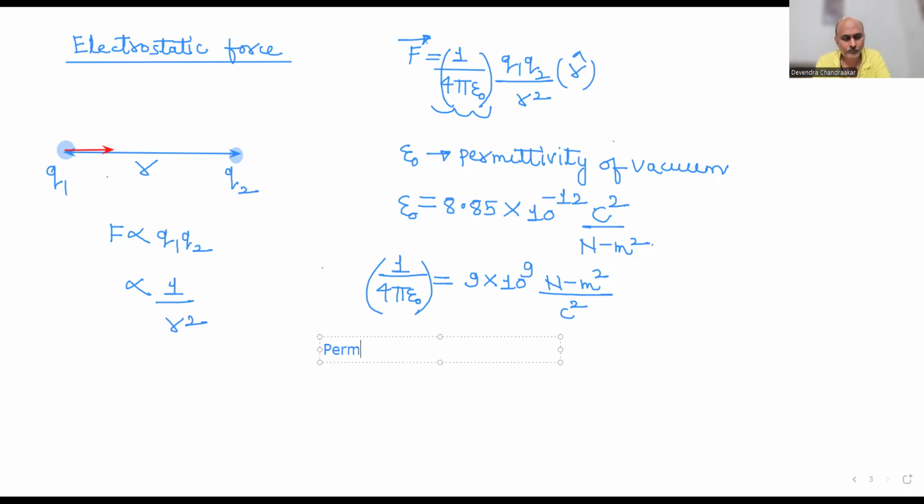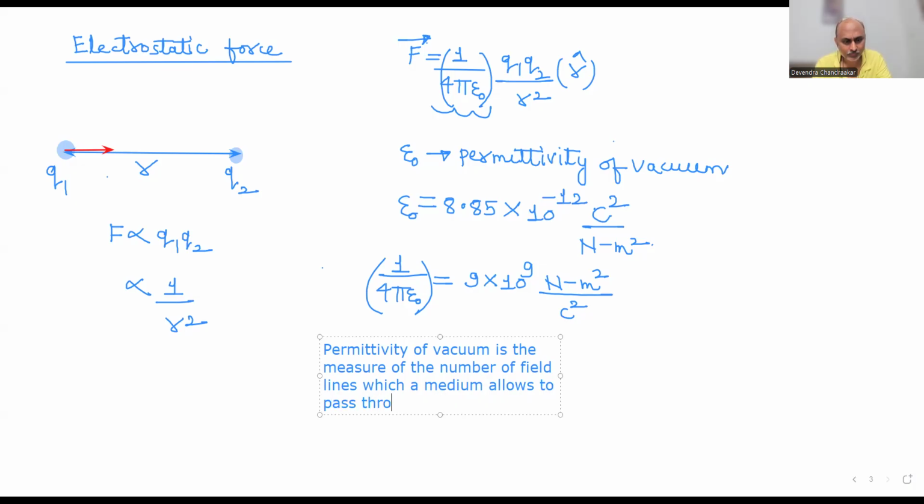So permittivity of vacuum is the measure of the number of field lines which a medium allows to pass through it. Now, what is this?